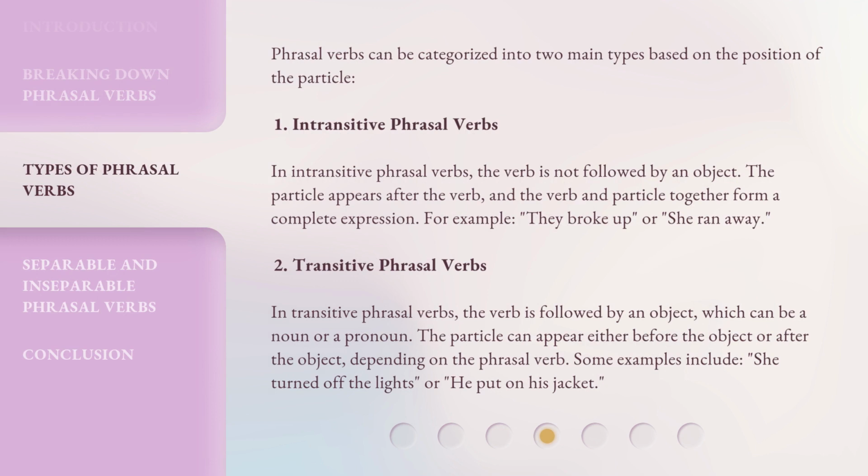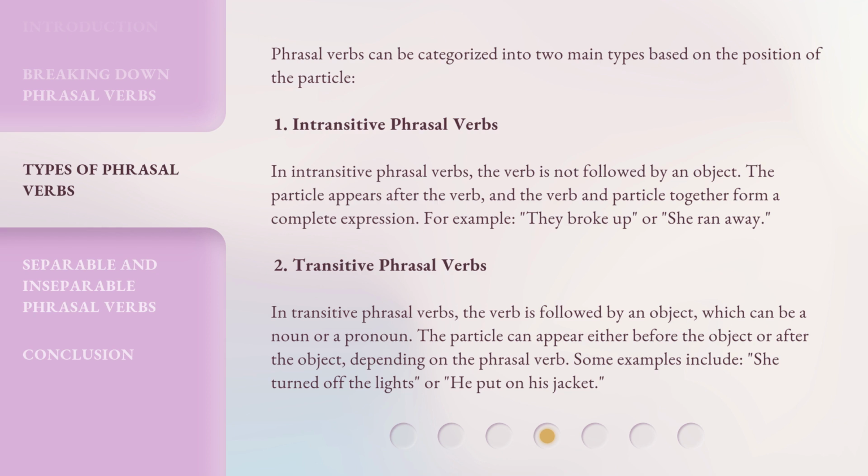Phrasal verbs can be categorized into two main types based on the position of the particle. 1. Intransitive phrasal verbs. In intransitive phrasal verbs, the verb is not followed by an object. The particle appears after the verb, and the verb and particle together form a complete expression. For example, they broke up, or she ran away.